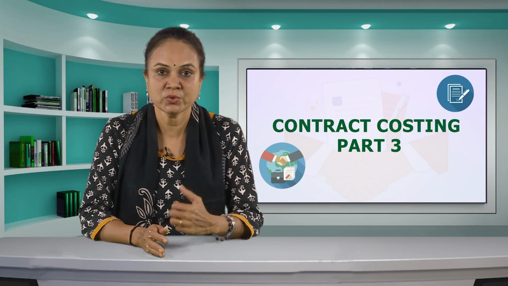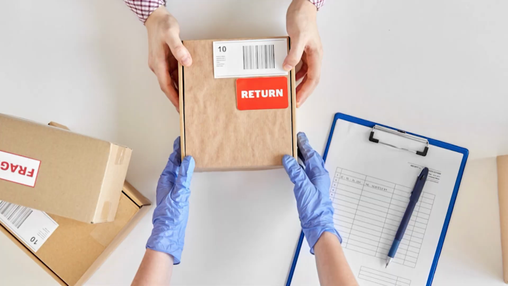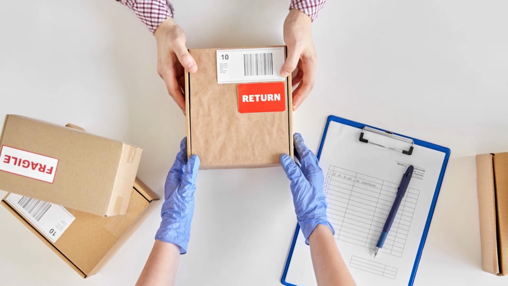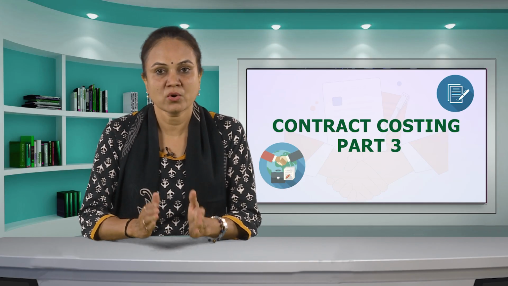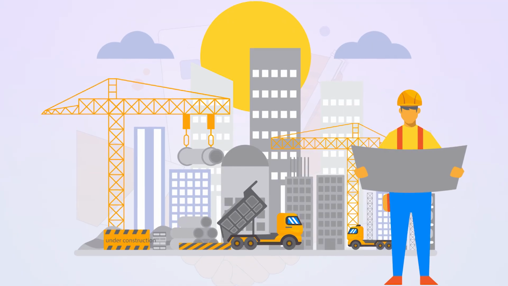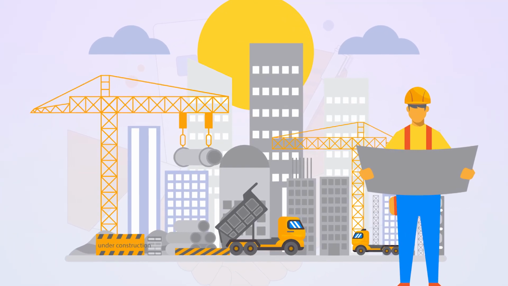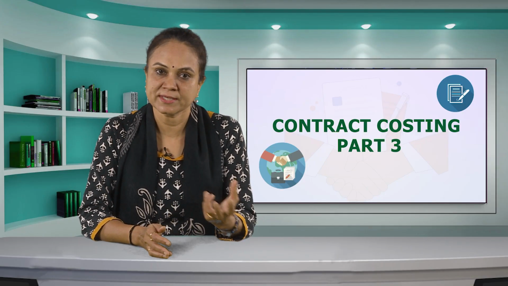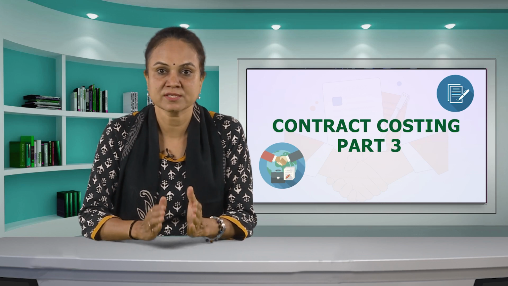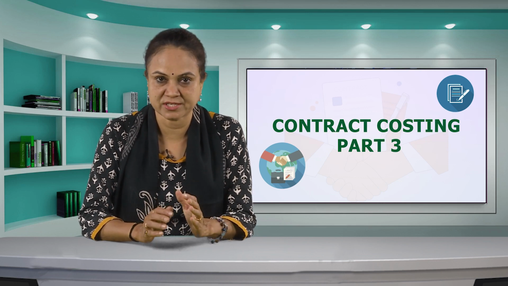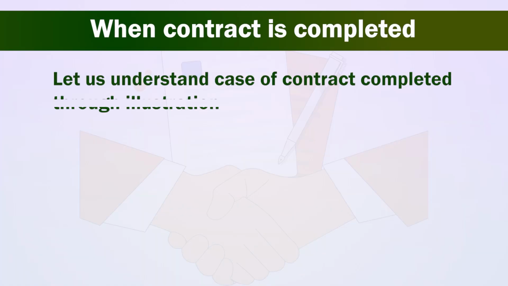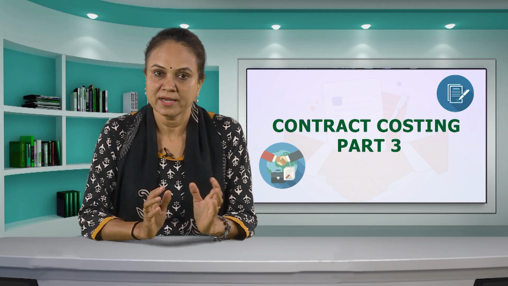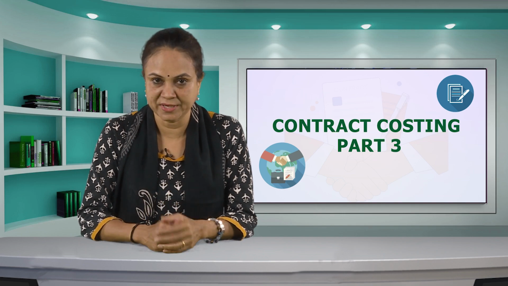If any unused materials lying on a site is returned back to the store, and for this return of material, contract account is credited. Plant and machinery is also returned back to the store, and plant and machinery is also credited to contract account after reducing cost by charging applicable depreciation at written down value. Now let's understand case of contract completed through illustration. Let's understand illustration 1. It is for when contract is completed.